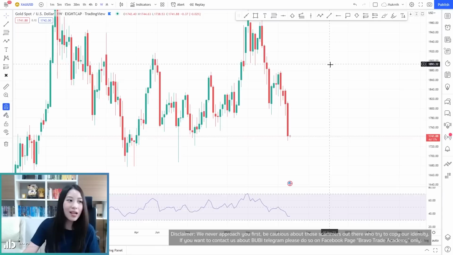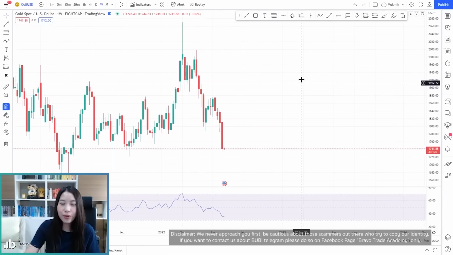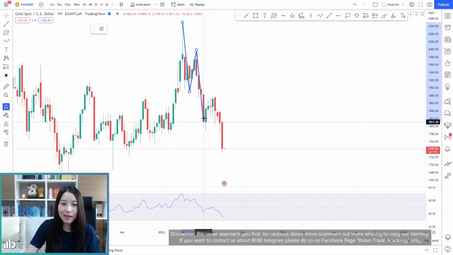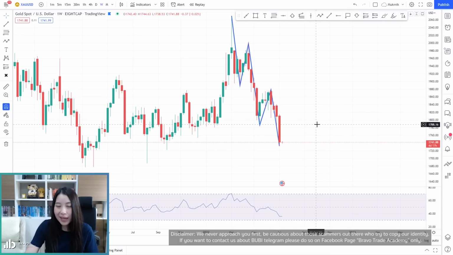So I will talk you through the weekly time frame, and what we've got here is really beautiful. Beautiful for what? For selling gold. Alright, here we go. So this is the weekly time frame. If you remember, we are still in this downtrend, a beautiful downtrend. All right, so that's the trend for the weekly time frame.